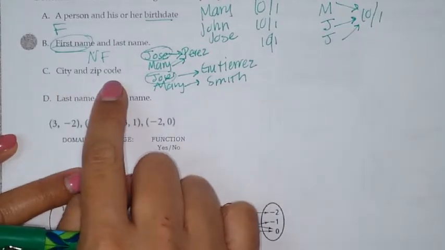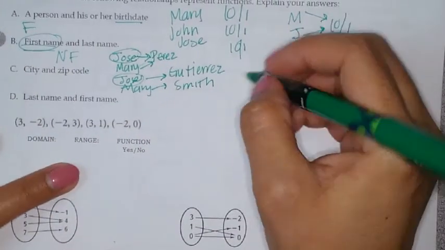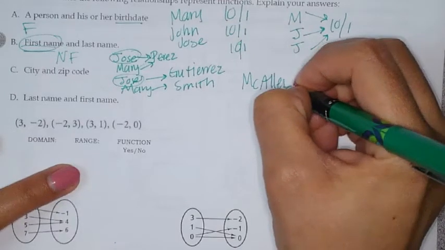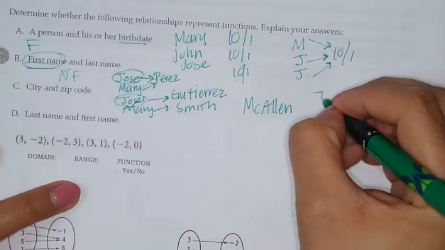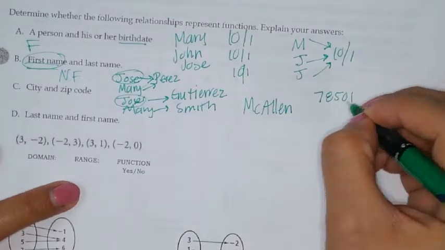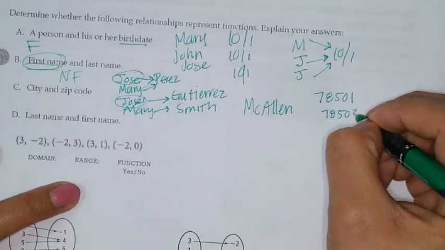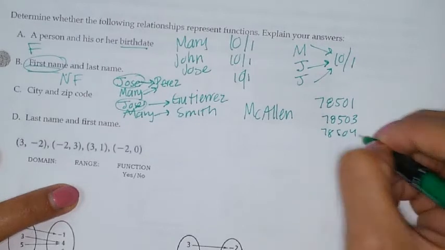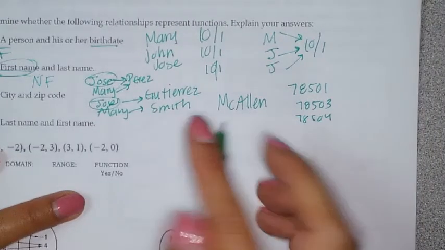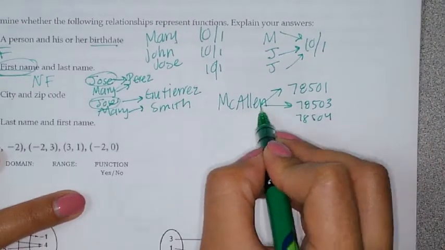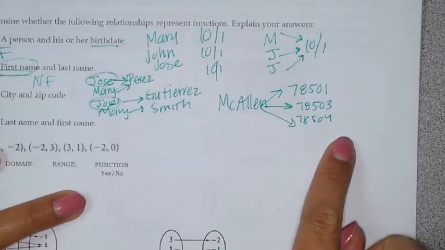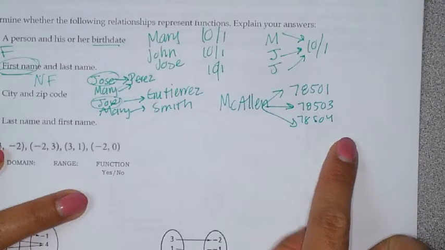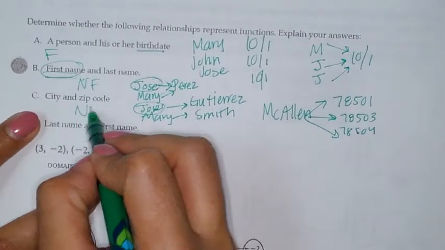City and zip code. This one, for example, McAllen. McAllen has different zip codes, like 78501, 78503, 78504. So over here, McAllen, this input already has 3 outputs. Bigger cities have way more than that, so this is not a function.